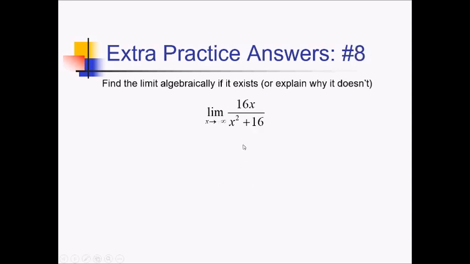For this problem, to take the limit to negative infinity, I'm going to ignore the slower growing term 16 in the denominator. So now we just have 16x over x squared. And since this is a bottom-heavy function, x squared grows faster than 16x, this is just going to go to 0.